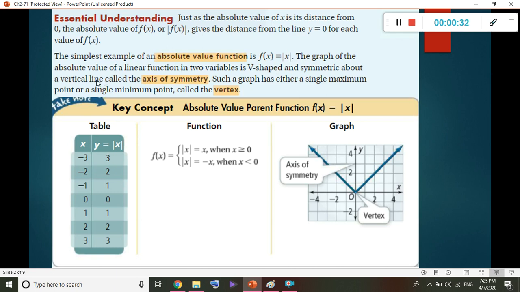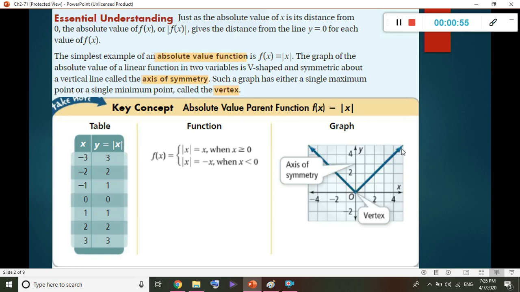The graph of the absolute value of a linear function in two variables is V-shaped and symmetric about a vertical line called the axis of symmetry. So the axis of symmetry here is going to be the y-axis. Such a graph has either a single minimum point or a single maximum point called the vertex. So this is the vertex.